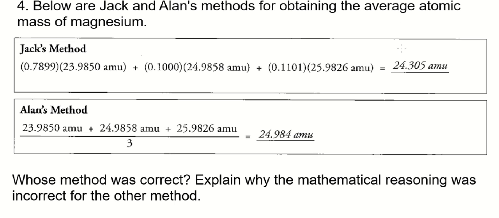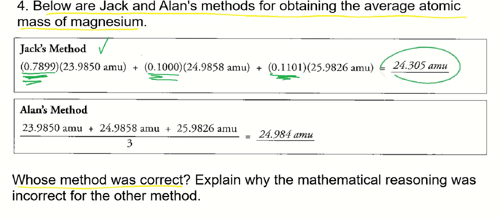Below are Jack and Allen's methods for obtaining average atomic mass, which is a weighted average. So whose method was correct? All right, well, Jack's method is correct because he's using the weighted average approach. In other words, he's taken into consideration the percent or the relative abundance. So there's your 10%, there's your 80%, there's your 11%, and so he's factoring in the relative abundance, and this number should be very close to the one on the periodic table.